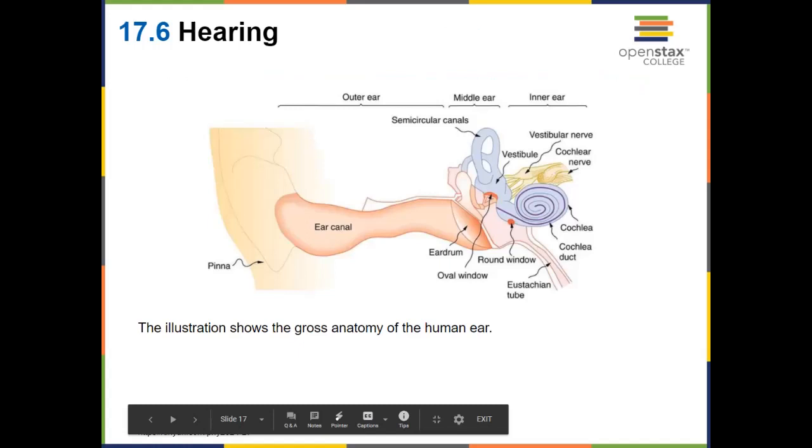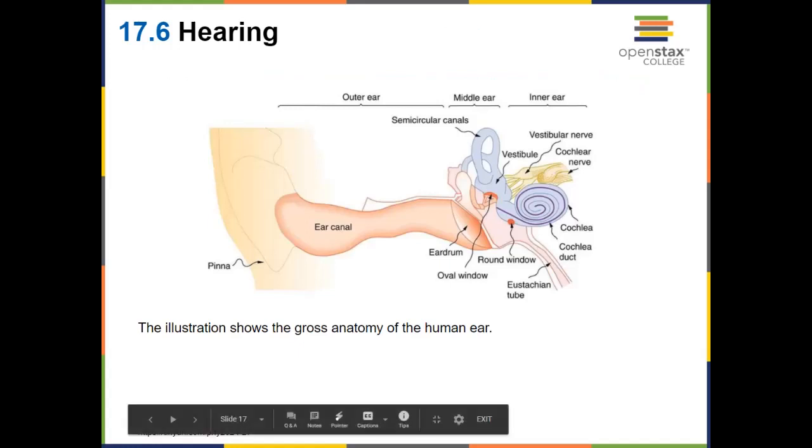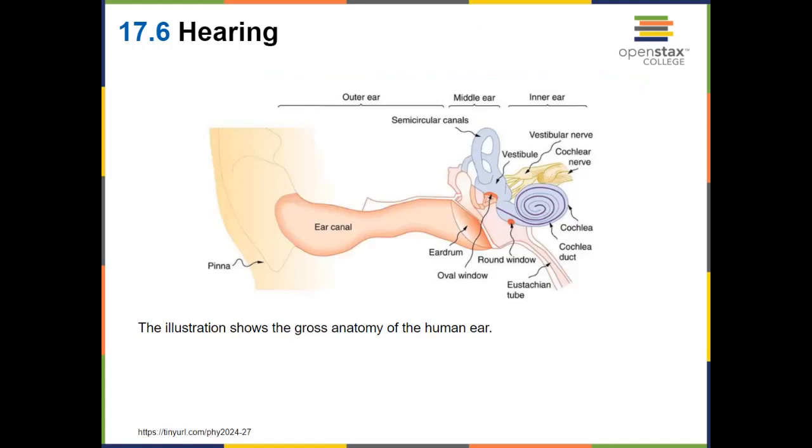The next two sections are about the application of sound waves. So the first is hearing. I think we know that very well. Basically the sound wave hits your eardrum, and then that gives a signal to your nervous system.